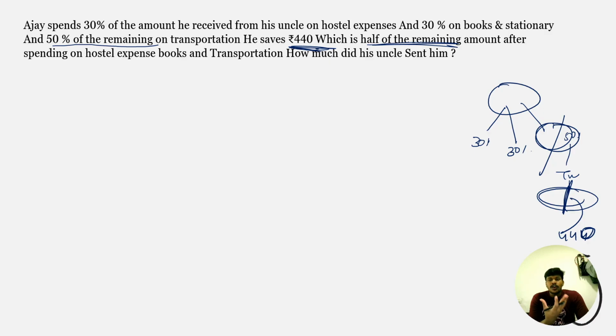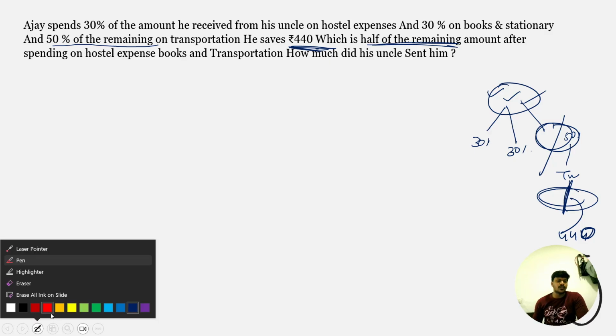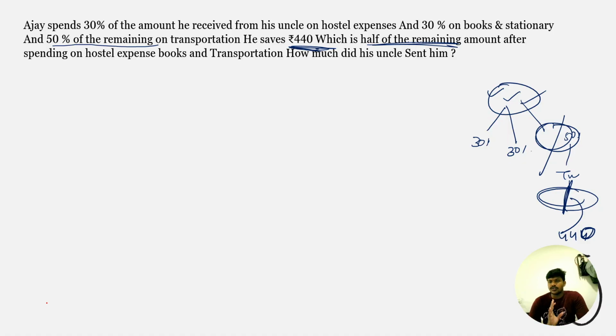So what do we have? We have a total amount. In that we spend 30, 30, and of the remaining amount we spend 50% on transportation. After all this, we are going to save something, and half of that savings is 440. Based on that, you need to find out how much money he got from his uncle, the total value. In a way, since we don't know the total value, you can directly take it as 100. Why? Because we're dealing with percentages, it is much better to assume 100. So assume that the total money Ajay got from his uncle is 100.